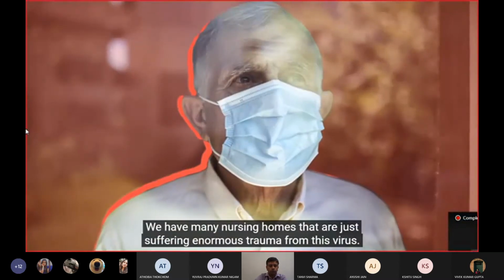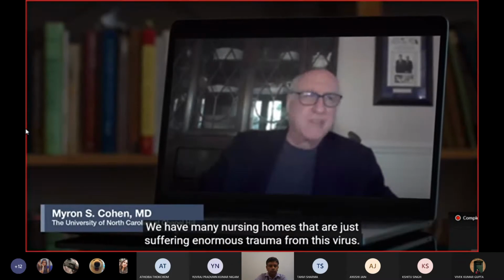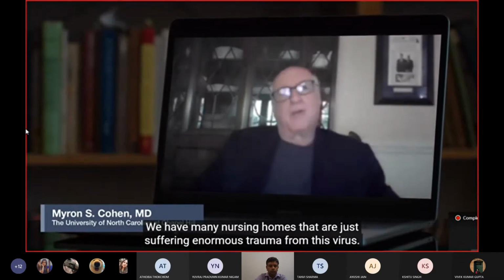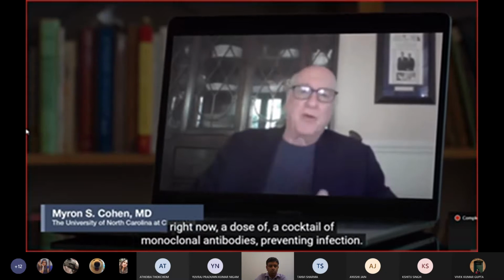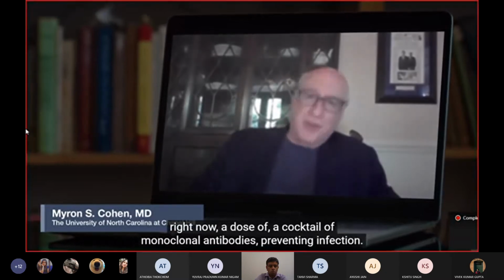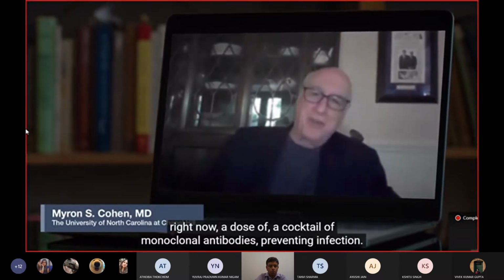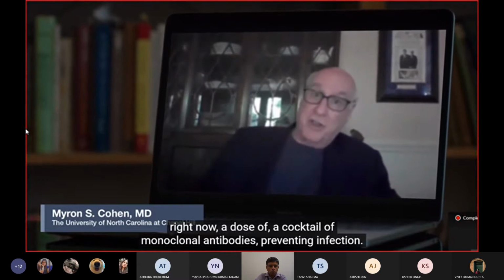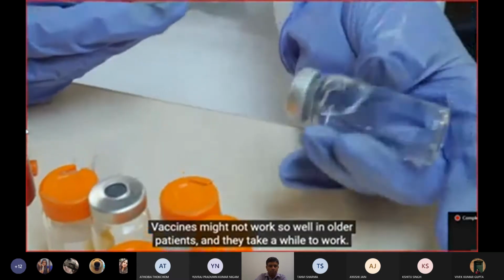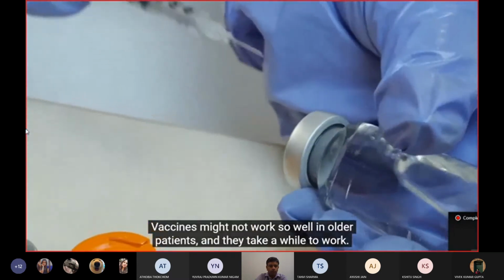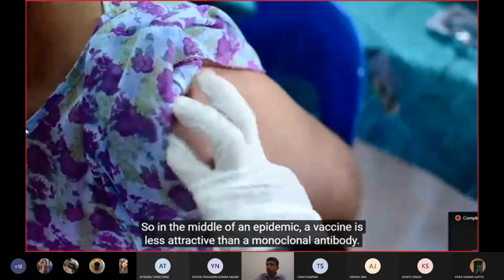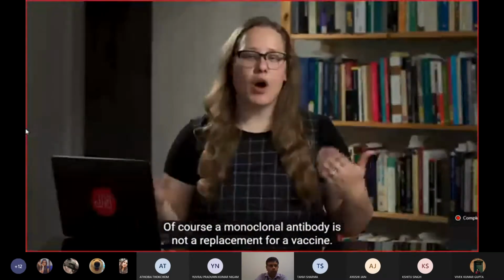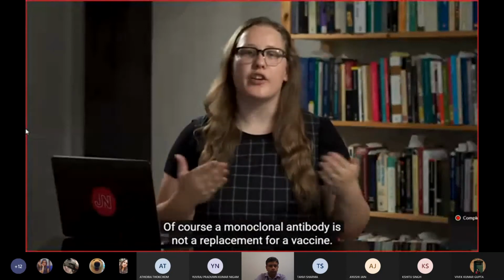We have many nursing homes that are suffering enormous trauma from this virus, and we might be able to go to a nursing home and give everybody in the nursing home right now a dose of a cocktail of monoclonal antibodies, preventing infection. Vaccines might not work so well in older patients, and they take a while to work. So in the middle of an epidemic, a vaccine is less attractive than a monoclonal antibody. Of course, a monoclonal antibody is not a replacement for a vaccine.